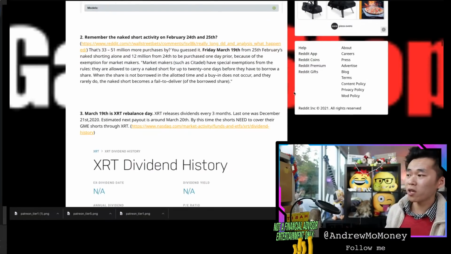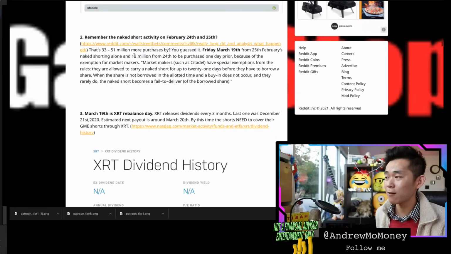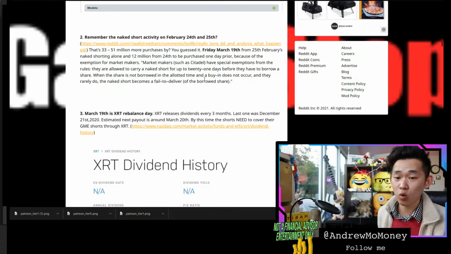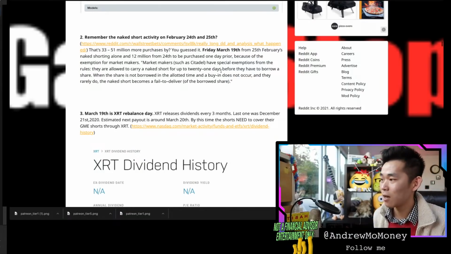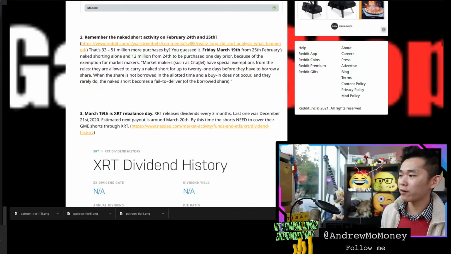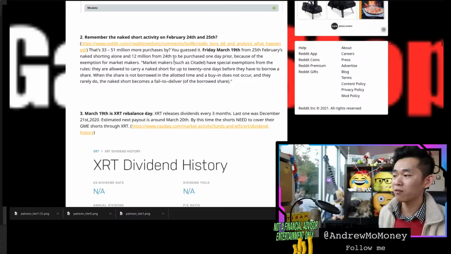But then we are talking about some pretty strong evidence. Remember the naked short activity on the 24th and the 25th? Well, that's 33 to 51 million more shares to be purchased by, you guessed it, March 19th, because of naked shorting alone from the 25th of February, and 12 million from the 24th to be purchased one day prior, because of the exemptions, they have 21 days, and that goes up to March 19th.